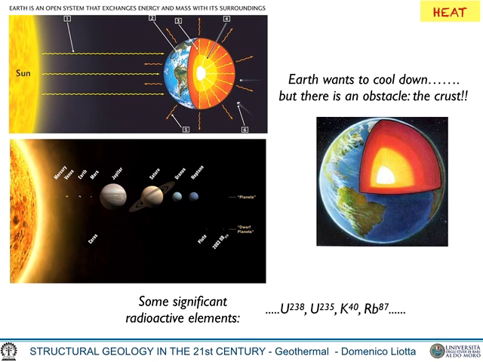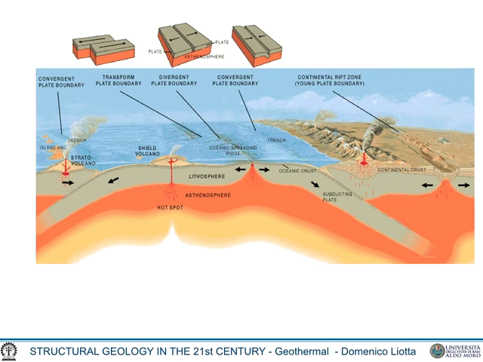But for the Earth, there is a problem. There is the radioactive crust that plays the role of a thermal blanket, given the occurrence of the radioactive elements within it. Now, I have a question for you. What would you do if you were forced to sleep with a heavy blanket during summer? Probably you will do exactly what the Earth is doing. You will try to move this blanket up and down on your body in order to cool down as fast as possible. And this is called plate tectonics.